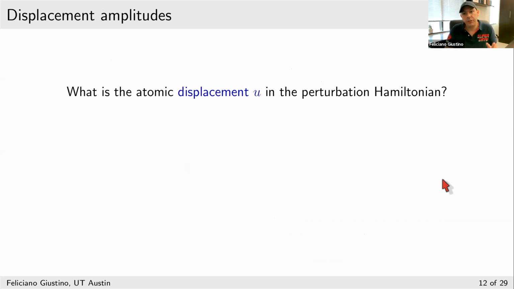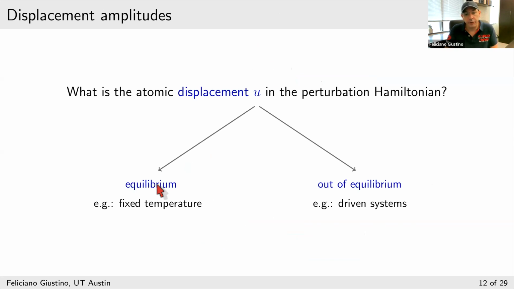There are essentially two scenarios of interest. The first one is when your system is at equilibrium. That means that you are studying an experiment that is being conducted at constant temperature.